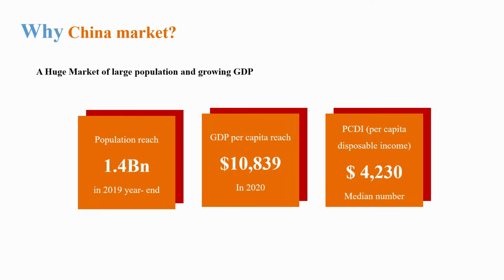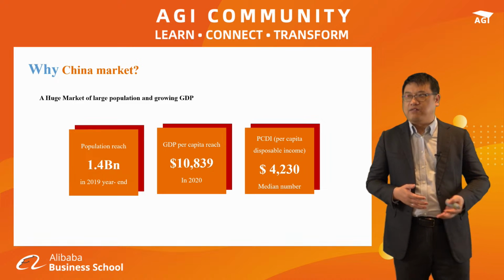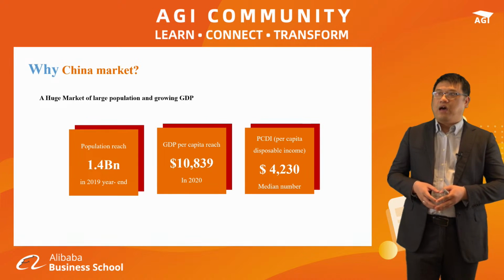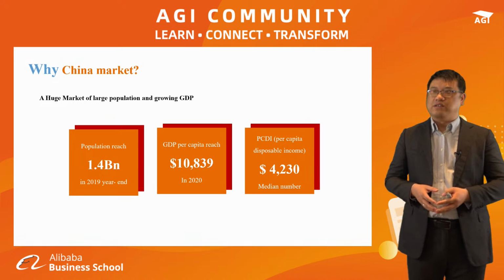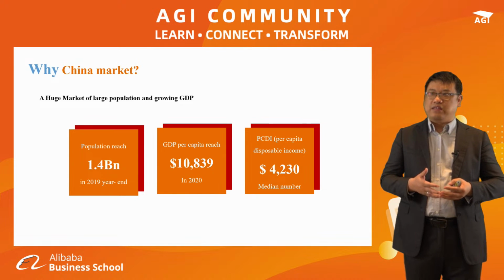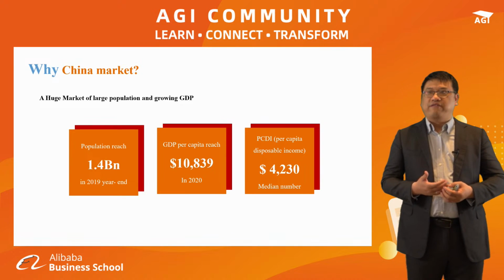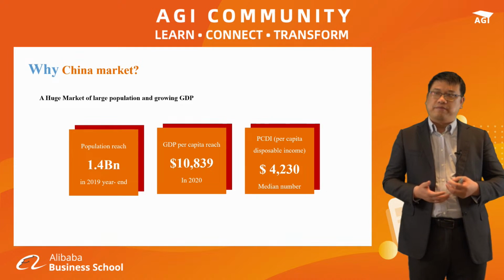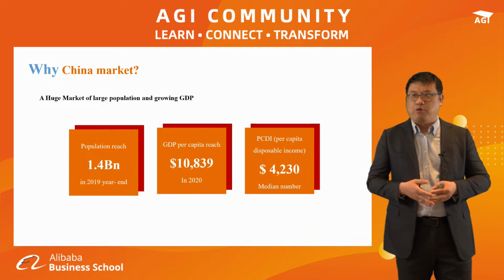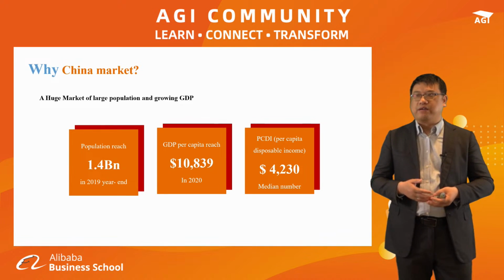And why do you have to come to China? We have a 1.4 billion population, the largest in the world, so you have a very large consumer base. The GDP per capita has already reached 10,000 US dollars, which is a sign that consumers can be rich and have good potential for consumption. And the per capita disposable income is something like 4,000 US dollars, and in tier 1 and tier 2 cities it is much more than this figure, so consumers in those cities have better consumption power.